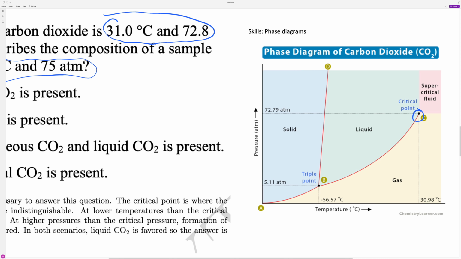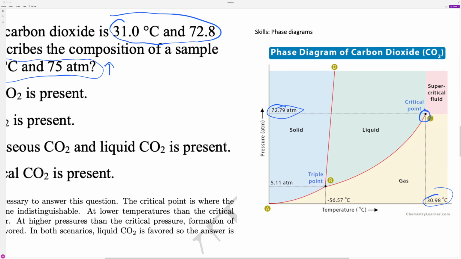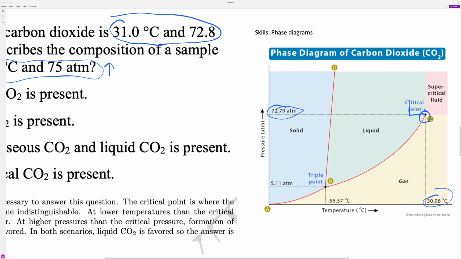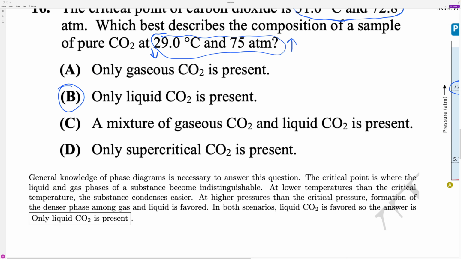So we see that the critical point is here, and the question was correct in its Celsius and atm values. So we're asked for the composition at a lower temperature and a higher pressure. So from here, we're going to go left and up, approximately somewhere here, which you can see is liquid only. And you have to know generally what a phase diagram looks like and what it signifies to be able to answer that. So our answer is going to be B, liquid CO2 only.